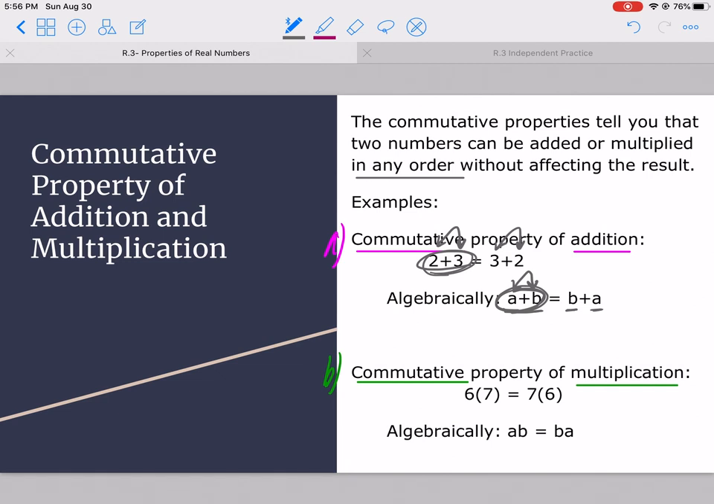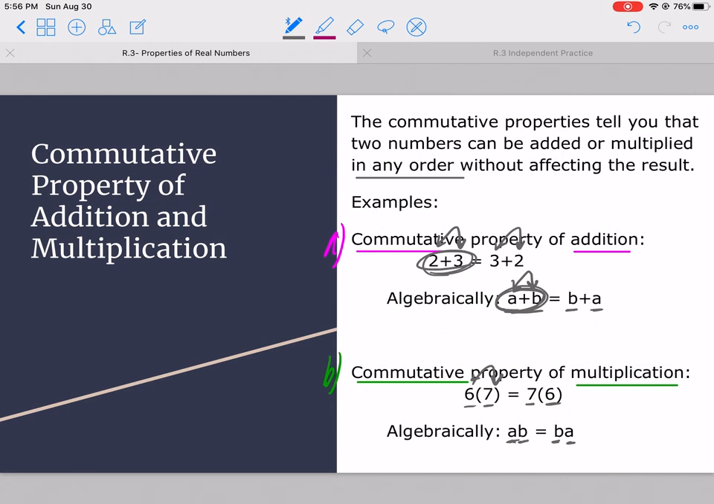Commutative property of multiplication, same thing, but with multiplication, so the order doesn't matter. 6 times 7 is the exact same thing as 7 times 6, or a number times a number, a times b, is the same thing as b times a if you flip-flop the order, okay?